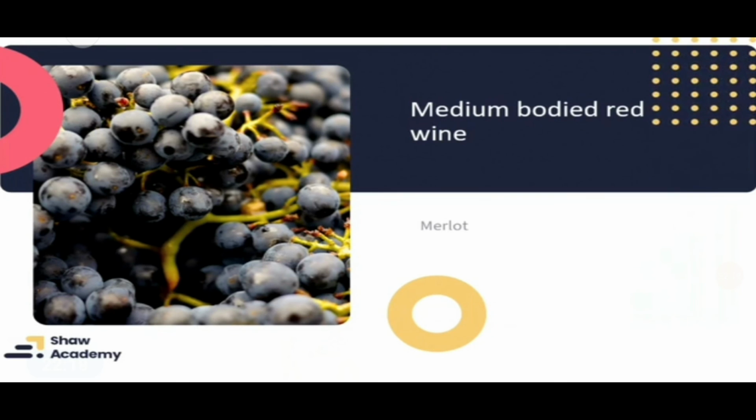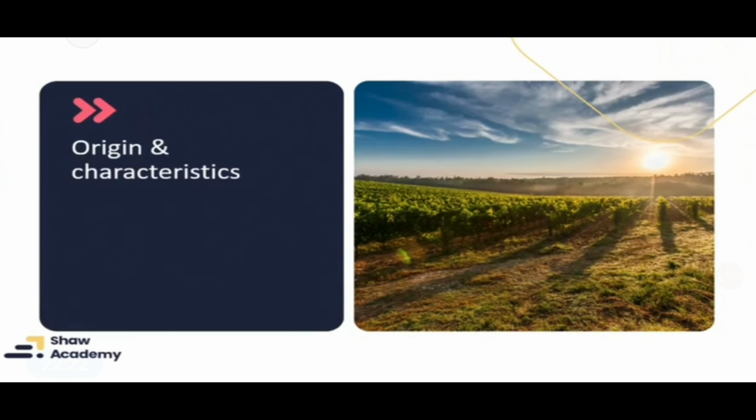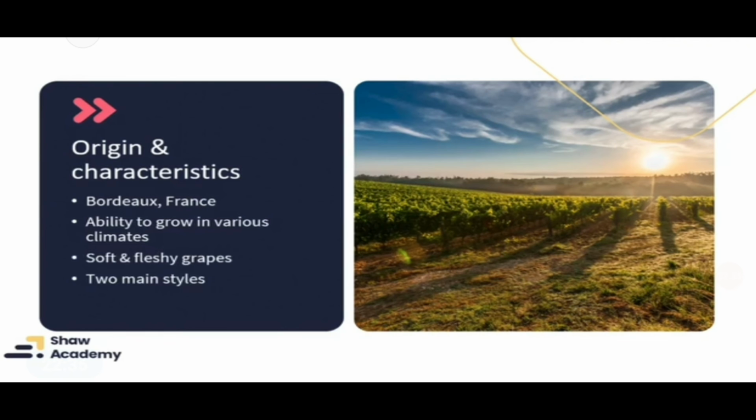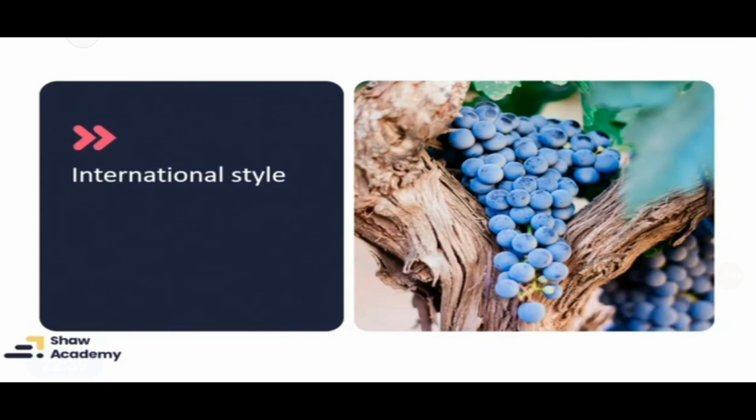A good example of a medium-bodied red wine is Merlot. Let's take a closer look at this cultivar. Merlot is the most widely planted grape cultivar in Bordeaux, France. The adaptability of Merlot to grow in different types of climates is what makes this grape one of the most popular varieties. Merlot grapes are soft and fleshy, and it's made in two main styles.